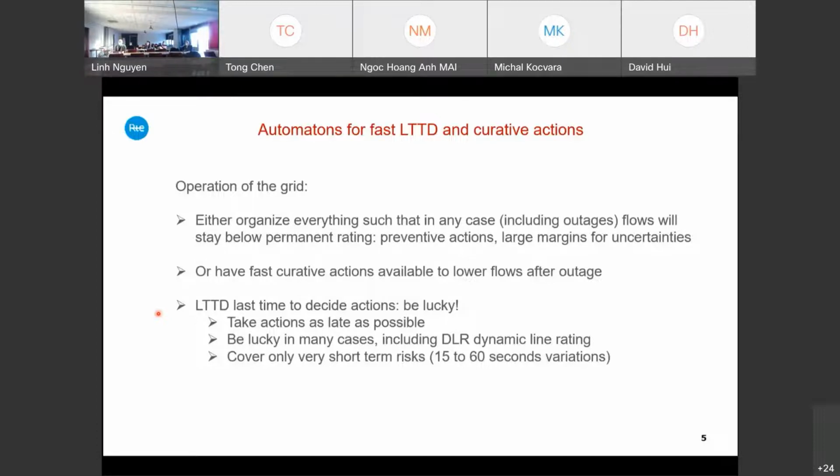And in that case, if we can act very fast, within 15 to 60 seconds, we only have to cover the risk associated with this duration. So we have to cover the 60-second risk. What is a 60-second risk? It is what may be an increase of flow on the line within 60 seconds. Is it 10%, 20%? We don't know exactly, but we know that if we can act in 60 seconds, we only have to cover 60 seconds of risk. If we can act in 15, we only have to cover 15 seconds of risk.